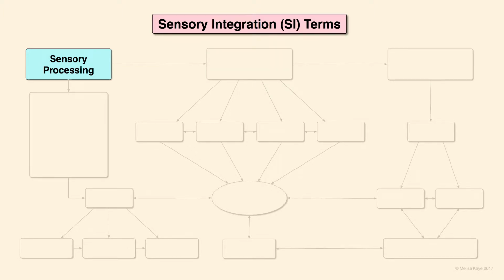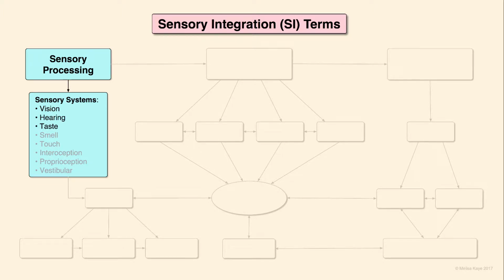In the first area, we have terms related to sensory processing as seen on the left side of this screen in blue. This vocabulary introduces the topic of sensory integration, which is also called SI for short. Our starting point is the senses. As you're probably already aware, we have 5 commonly known senses: vision, hearing, taste, smell, and touch. We also have 3 lesser-known senses: interoception, proprioception, and vestibular.